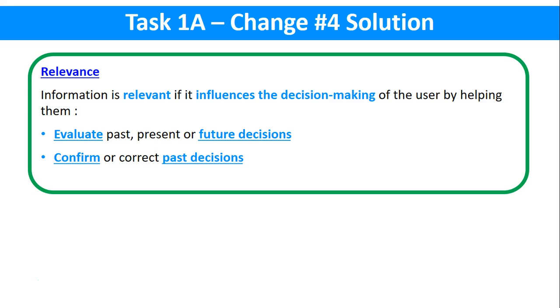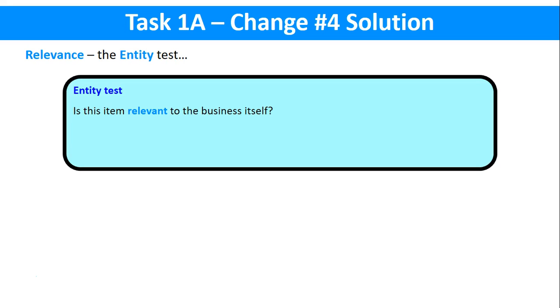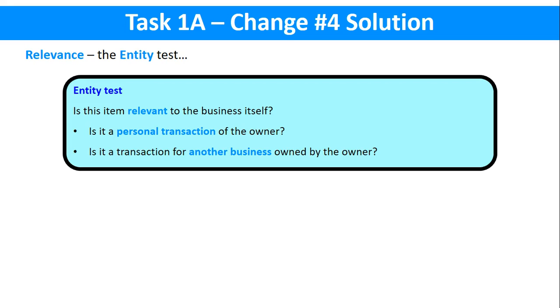Now, just looking at that, it doesn't really seem to have a lot to do with this particular question. What we need to remember, though, is that relevance actually has two tests. It's got the materiality test and the entity test. So what the entity test means is something relevant to the decision-making of a particular entity? And what that means is, is the item relevant to the business itself, or is it a personal transaction of the owner, or maybe a transaction of another business owned by the owner?